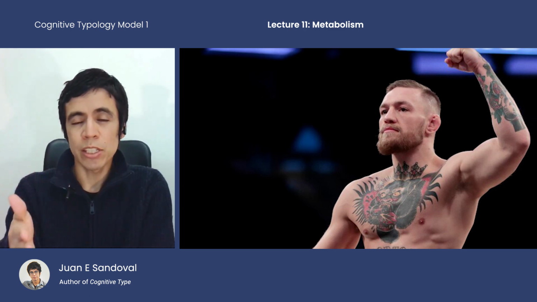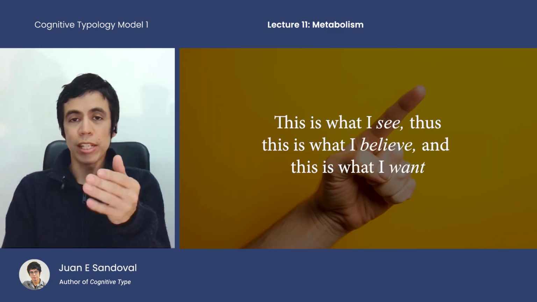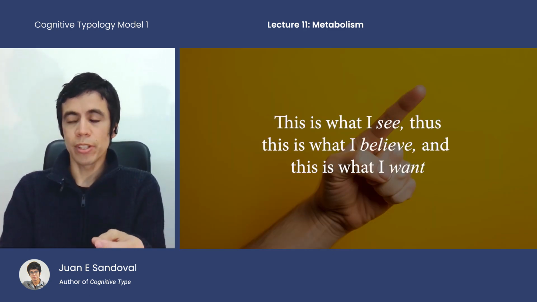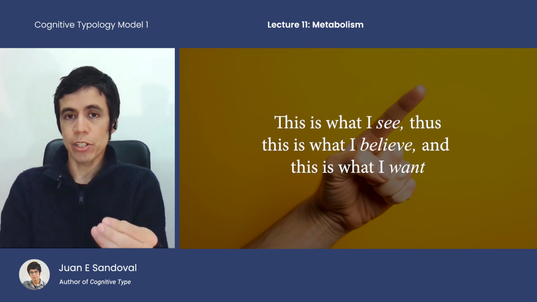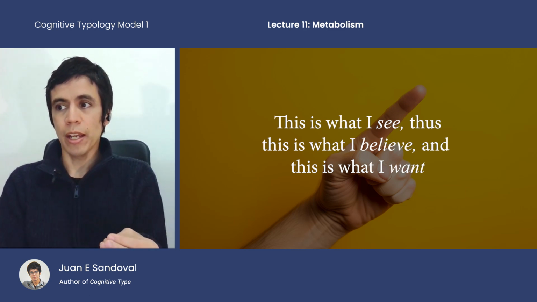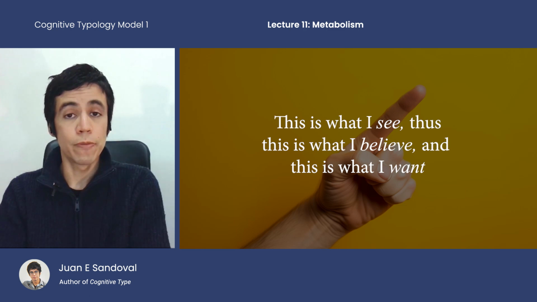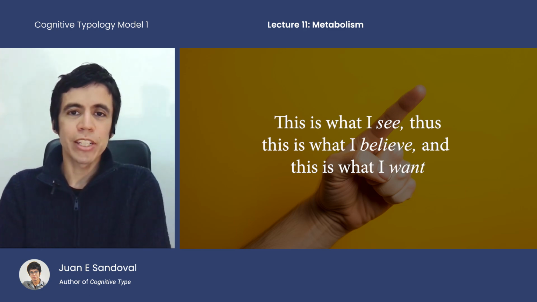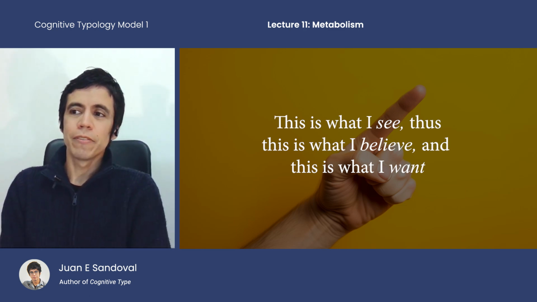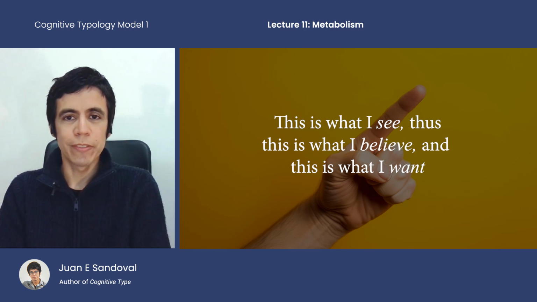So for example, it speaks more directly about what it sees. This is what I see, but also this is what I want, but also this is what I believe. So it can be very much more gung-ho and assertive about its views. So that's another behavioral expression of NE versus SE in a tangible normative sense.